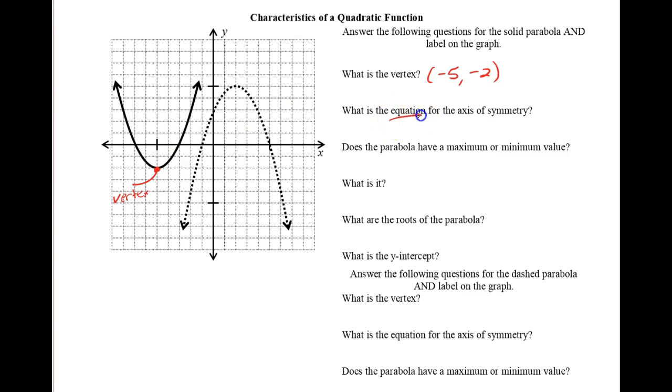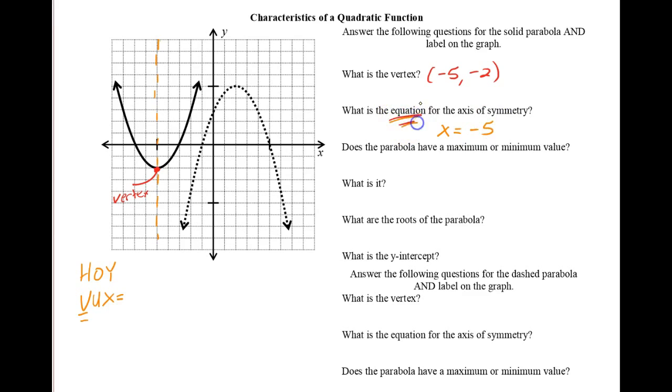What is the equation for the axis of symmetry? The axis of symmetry is the vertical line that cuts the parabola in half. If you think back to when we talked about horizontal and vertical lines, this would be a vertical line, and whenever we have a vertical line, it's always going to be x equals. This is touching the x-axis at -5, so our axis of symmetry is x equals -5.